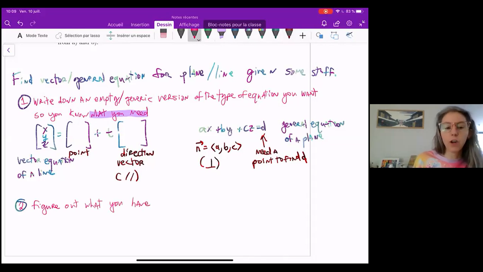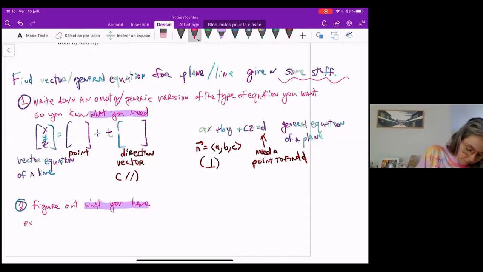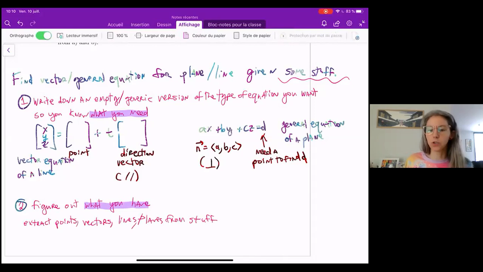And a good way to figure out what you have is to draw pictures. So when you're looking at this stuff, we're going to extract points, vectors, lines, planes from the stuff. And we're going to understand, okay, I have this other line and I have a vector parallel to this other line. Which brings us to our third thing, draw pictures. And those pictures are going to help you figure out how to get what you need from what you have.